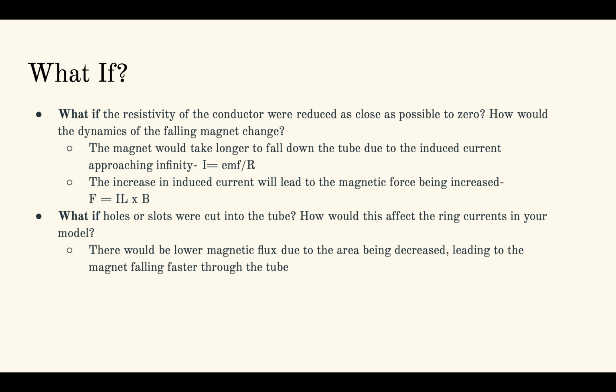What if holes or slots were cut into the tube? How would this affect the ring currents in your model? There would be lower magnetic flux due to the area being decreased, leading to the magnet falling faster through the tube. And that concludes my presentation.